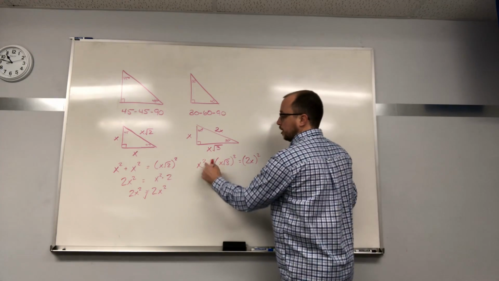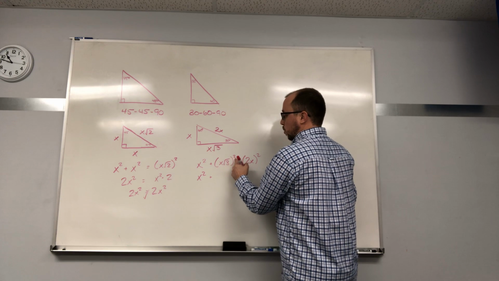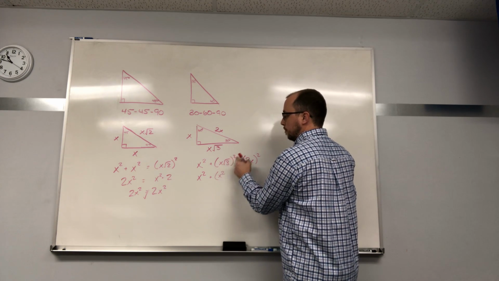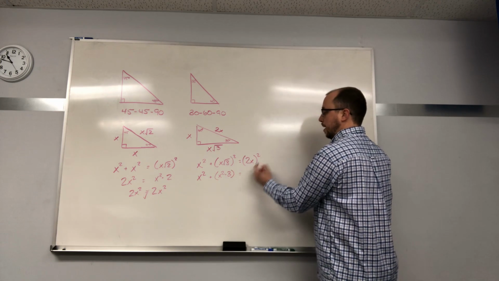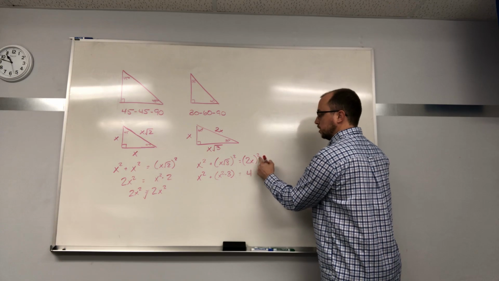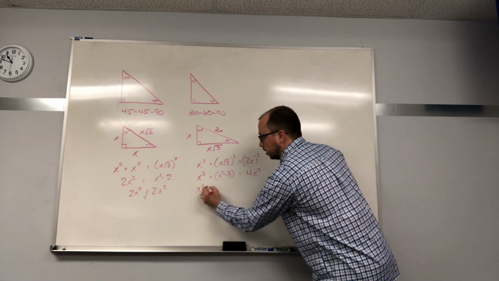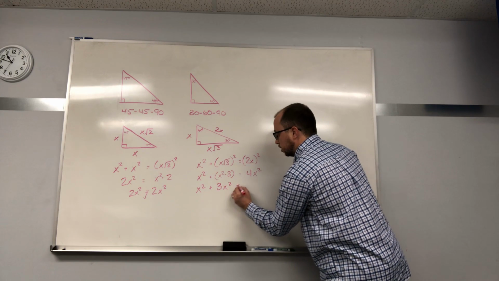So x squared is just x squared. Square root of 3 squared, remember those cancel, and that's just 3. 2 squared is 4. x squared is x squared, so 4x squared. Well, here this is x squared. x squared times 3 is 3x squared. And this is 4x squared.